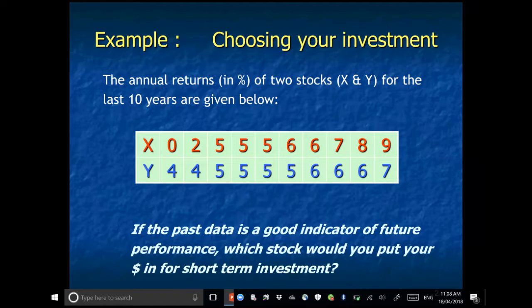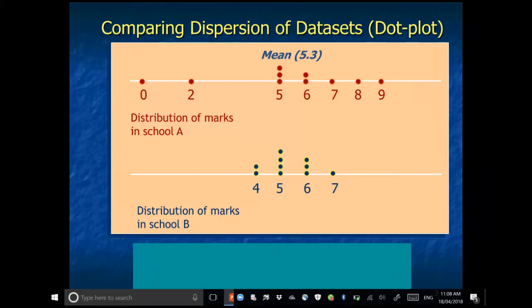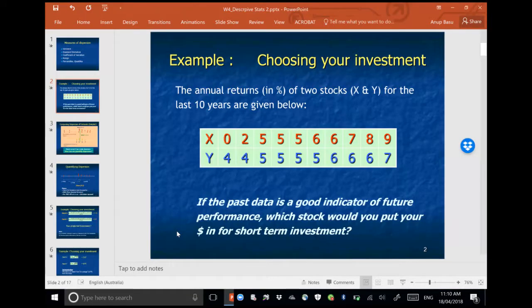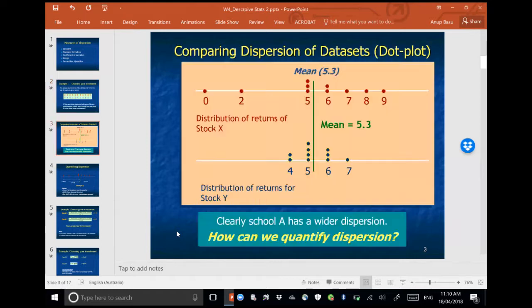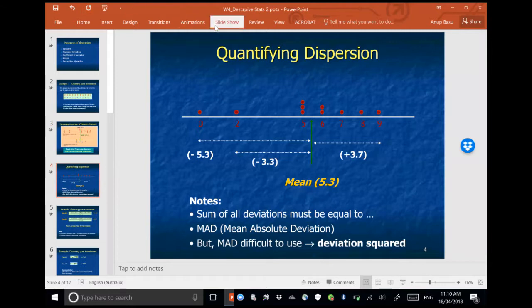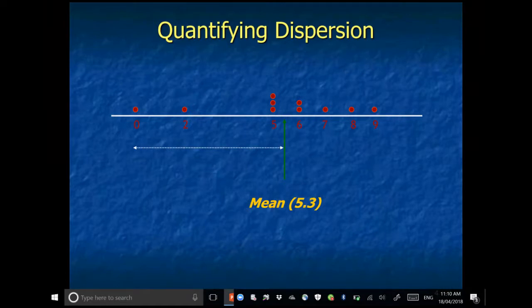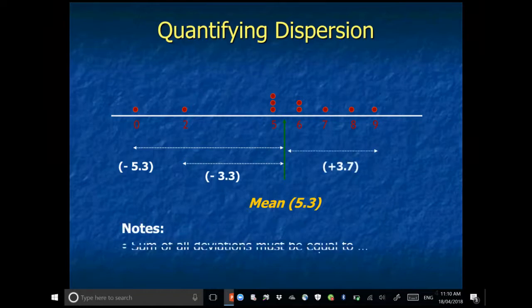Given what we have learned in central location, the first thing for us is to try to measure the average returns for both these investments. Okay, so that's the first thing, measuring average returns. And if you look at the average for both X and Y, you will see that it's 5.3% return for both of them. So based on the averages, it's very difficult to make a choice.